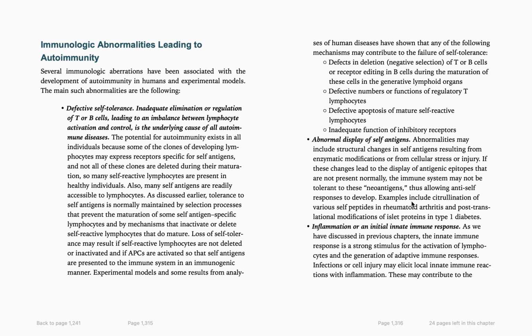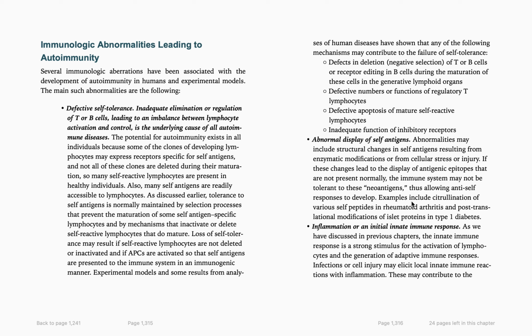The potential for autoimmunity exists in all individuals because some of the clones of developing lymphocytes may express receptors specifically for self-antigen, and not all of these clones are deleted during their maturation. So, many self-reactive lymphocytes are present in healthy individuals. Also, many self-antigens are readily accessible to lymphocytes. As discussed earlier, tolerance to self-antigen is normally maintained by selection processes that prevent the maturation of some of our self-antigen specific lymphocytes, and by mechanisms that inactivate or delete self-reactive lymphocytes that do mature.